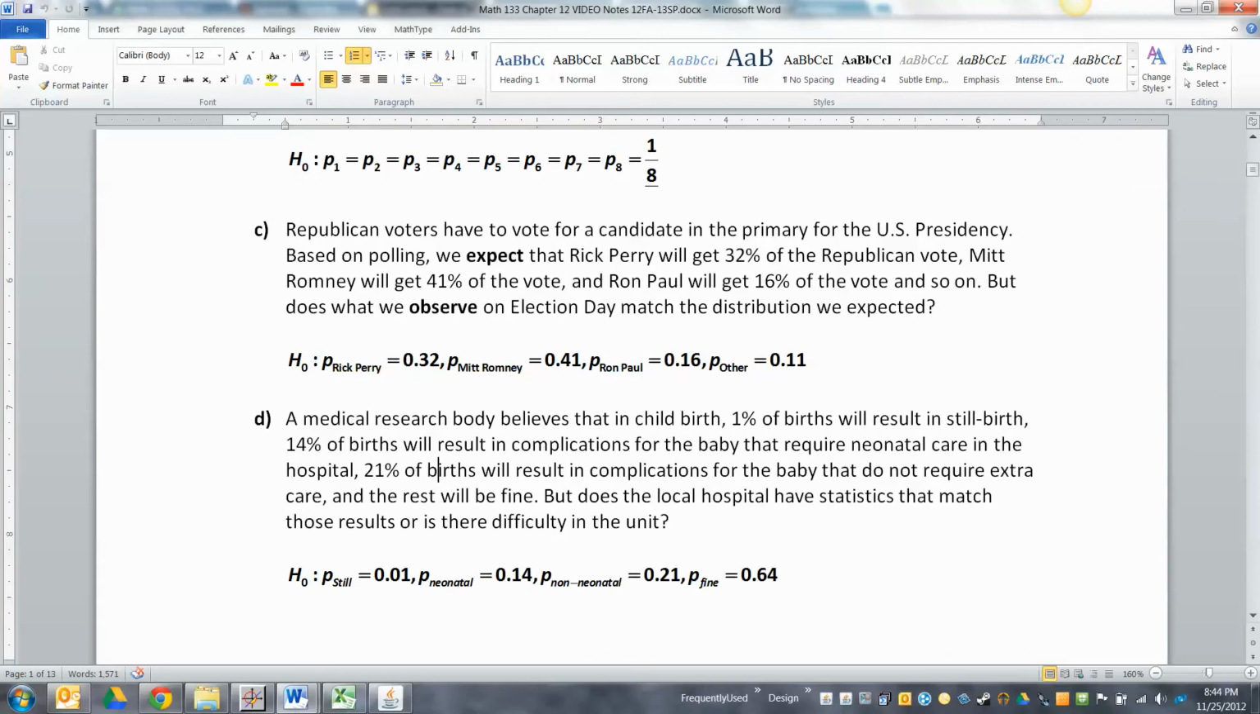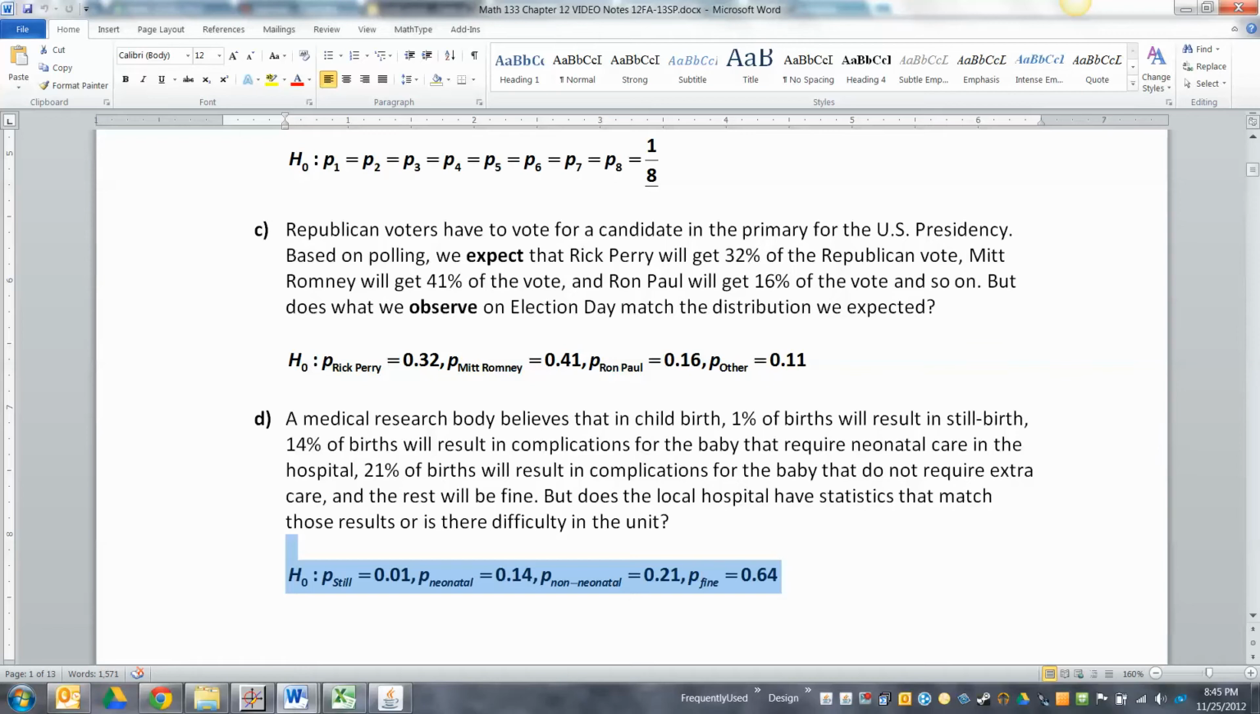All right, now medical research. A body believes that in childbirth, 1% of births will result in stillbirth, 14% of births will result in complications that require neonatal care, and 21% of births will result in complications for the baby that do not require extra care, and the rest will be just fine. So does the hospital have statistics that match those results or not? So we assume that this medical research body knows what they're talking about, and that the stillbirth is 0.01, the neonatal is 0.14, the non-neonatal troubles are 0.21, and everybody fine is 0.64. That's what we assume to be true, so that's our null hypothesis unless we can prove it otherwise.